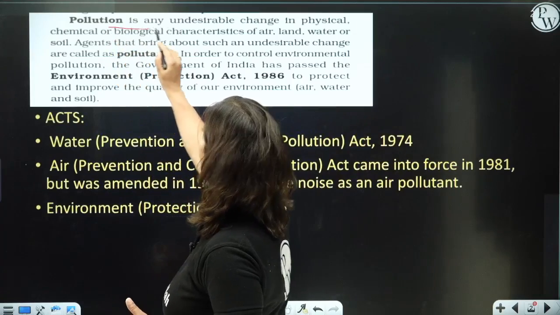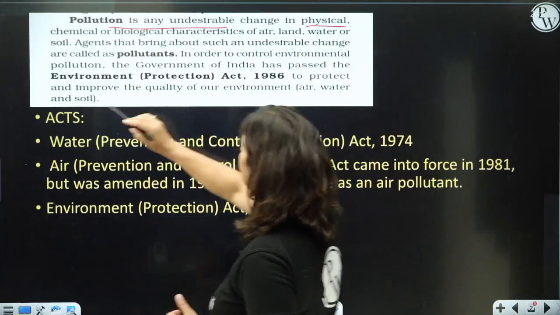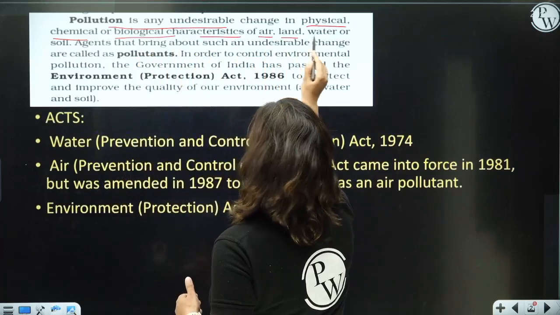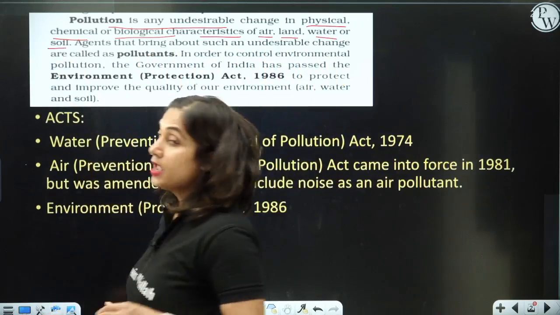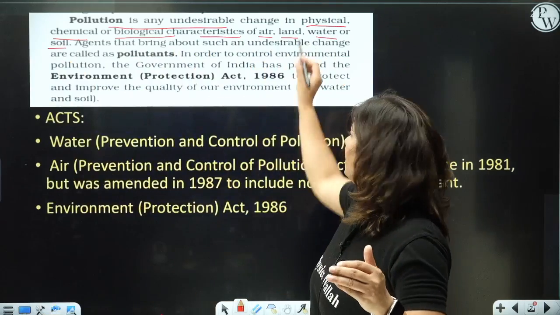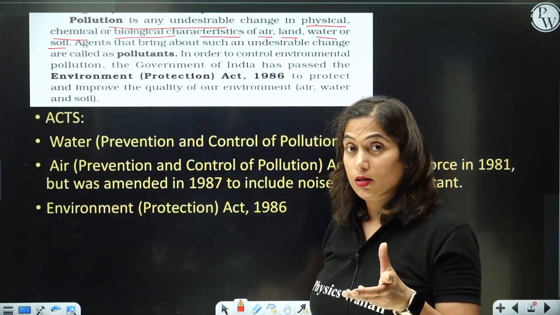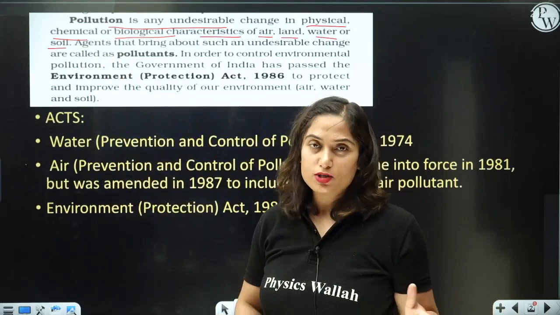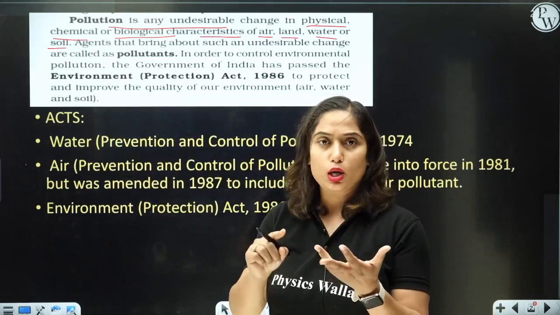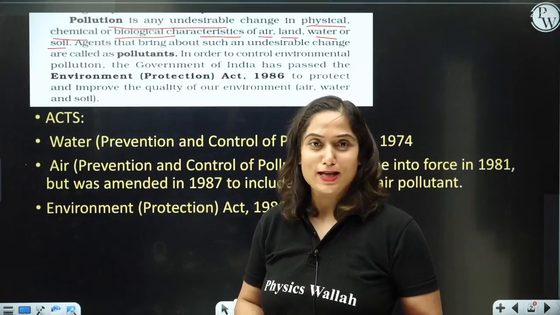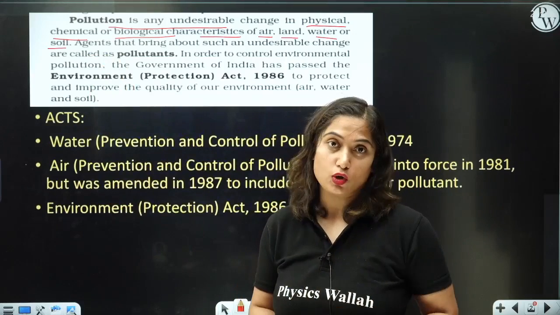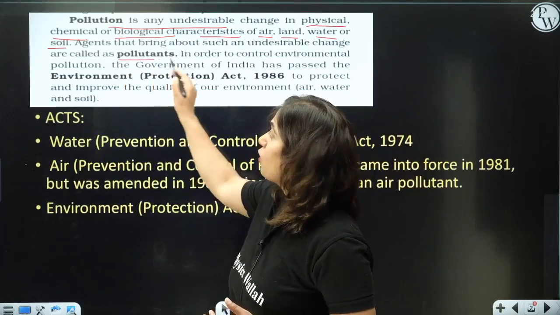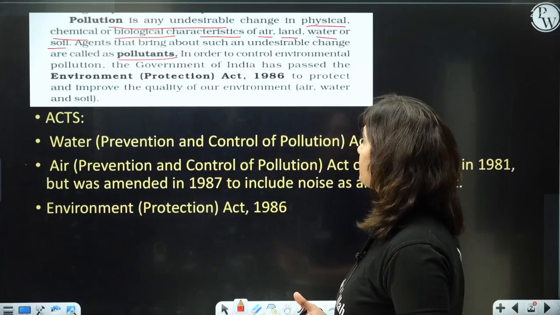It is any undesirable change in the physical, chemical or biological characteristics of air, land, water or soil. When there is a change in the physical make-up, the chemical composition and the biological composition of land, soil, water or air, that is called pollution. So this is the definition of pollution according to NCERT. Now, the agents which cause pollution are called pollutants.